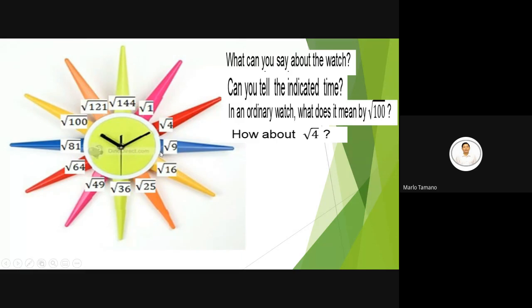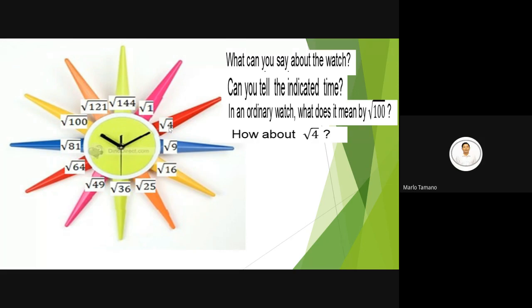Okay, ano na ngayon ang oras natin kung 10 po? The short hand is pointing at square root of 100, which is 10 o'clock already. Then the long hand is pointing at square root of 4, and that is 2. Now, what is the exact time now? Can you tell? 10:02 po. 10:10. 10, 10 po. Okay?